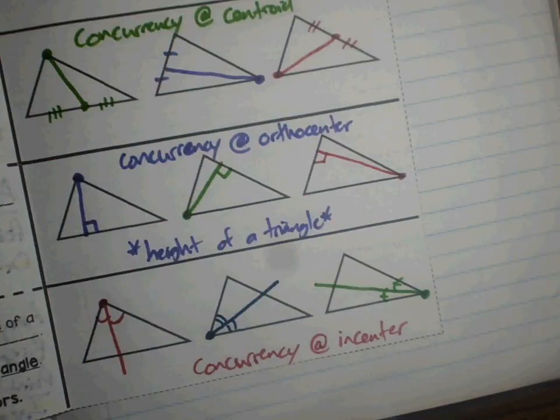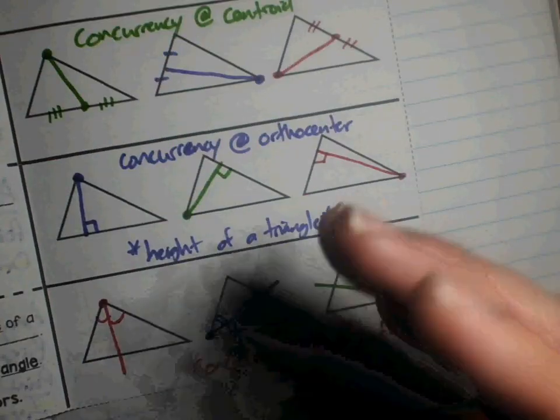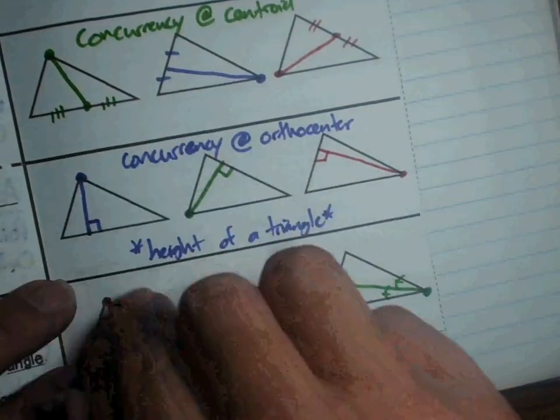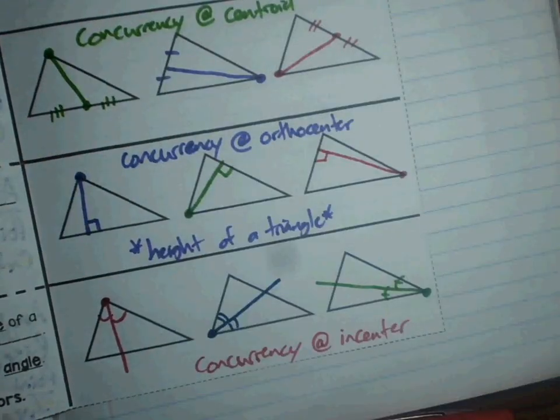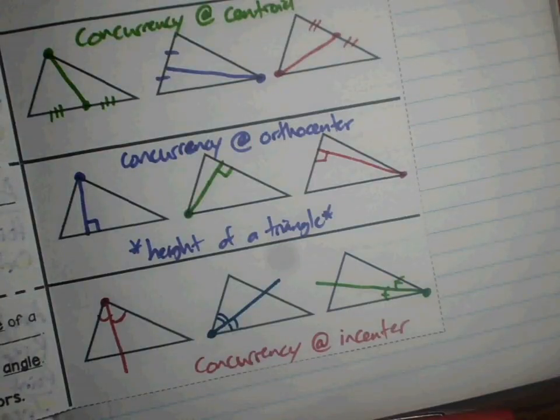Those are all the different points of concurrency and all the different types of special segments and lines within a triangle. This is a big one. For your assignment, it's really just noticing all this stuff and being able to figure it out.